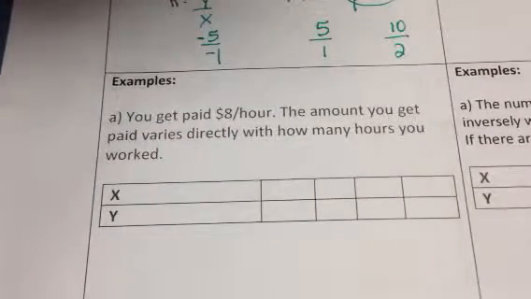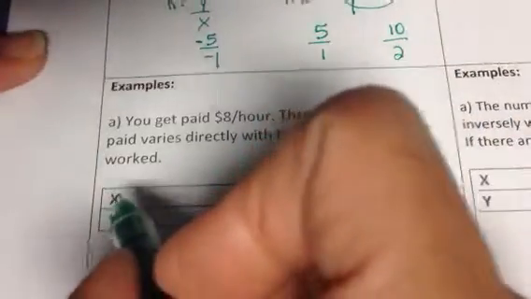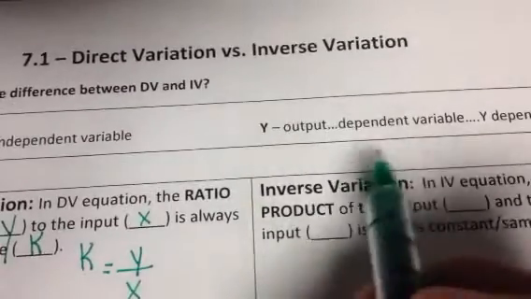So what are some examples of direct variation? Well, anytime you get paid. So you get paid $8 an hour. So the amount you get paid varies directly with how many hours you worked. So first of all, which one is which? Which is X and which is Y? So the way to ask yourself this question is what depends on what? So the amount you get paid depends on the number of hours you work.